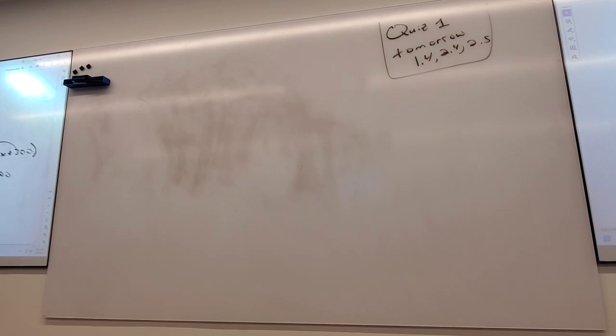It says, find values of X. So that's what I don't know. I don't know X. But I do know I want the profit to be 300.